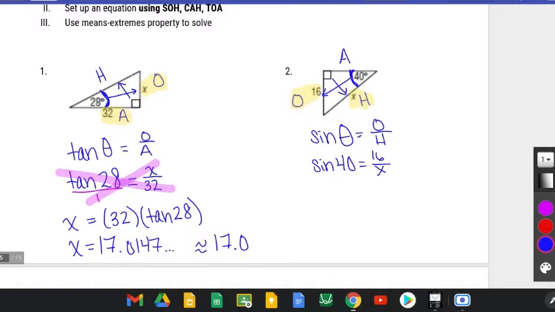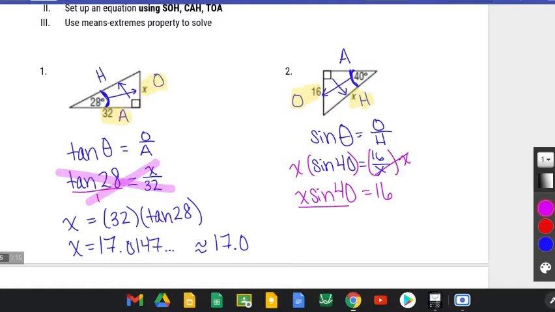Now you could use the means extremes property like I just did before to solve, but I'm going to remind you that another way to solve an equation like this, to get rid of the fraction, would be to simply multiply by the denominator. Either way, you'll get the same answer. In this case, we need to multiply x by the sine of 40, and that would be equal to 16.